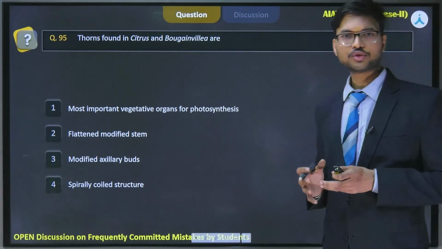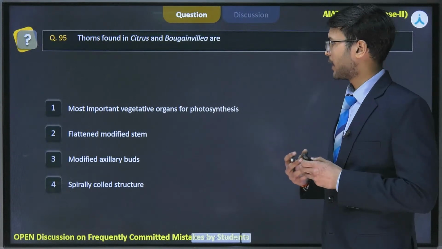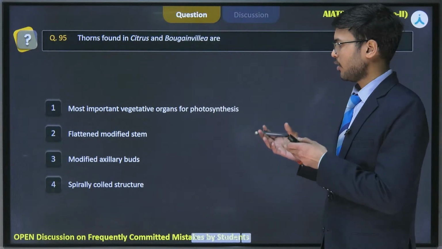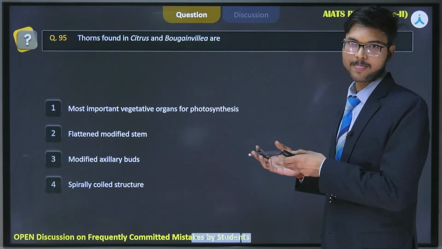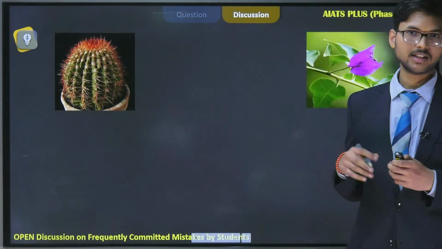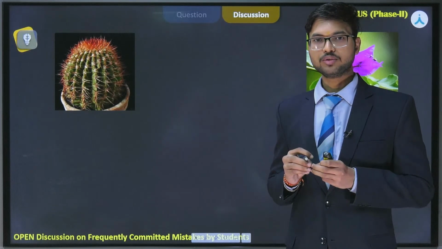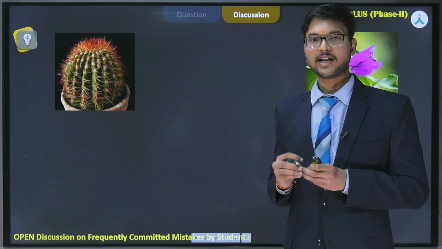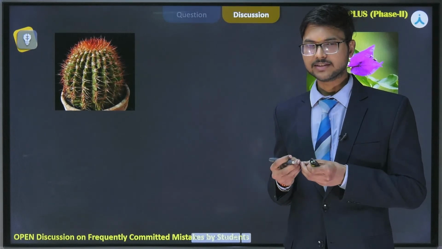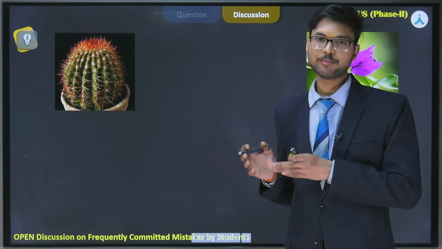So this question belongs to morphology, and the question is asking us whether the thorns are vegetative structures or where they originated from. Okay. So let's see the concept. As you already know, there are various modifications in plants. Specifically, if you talk about stem modification, you will find there are underground stem modifications, there are axillary bud modifications, and also there are certain modifications used for vegetative propagation.